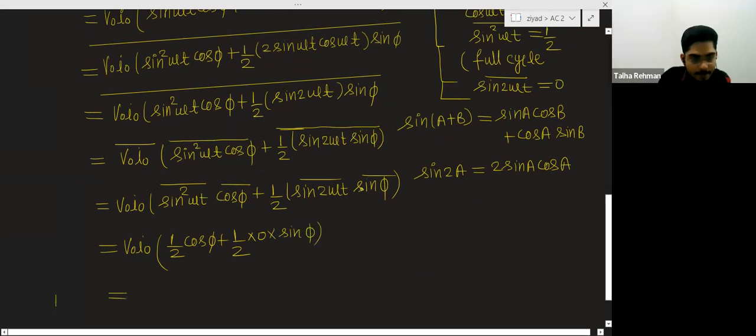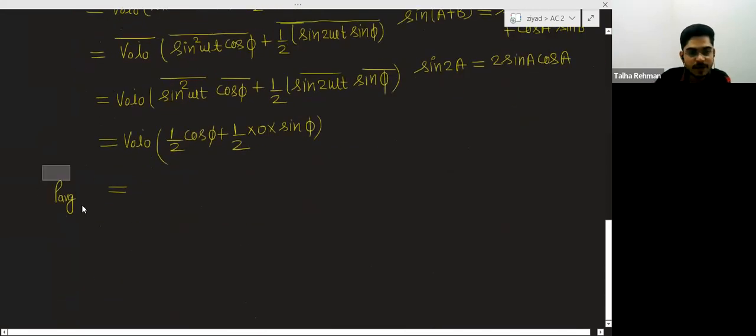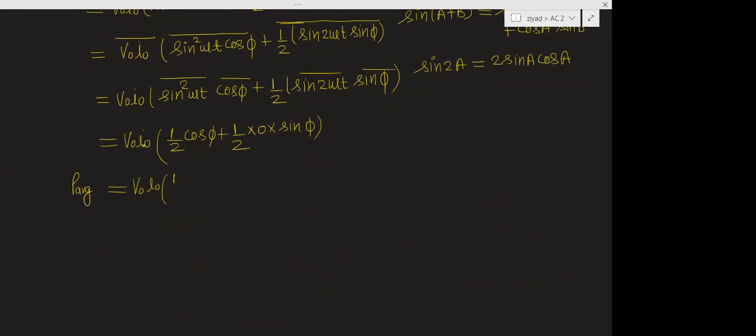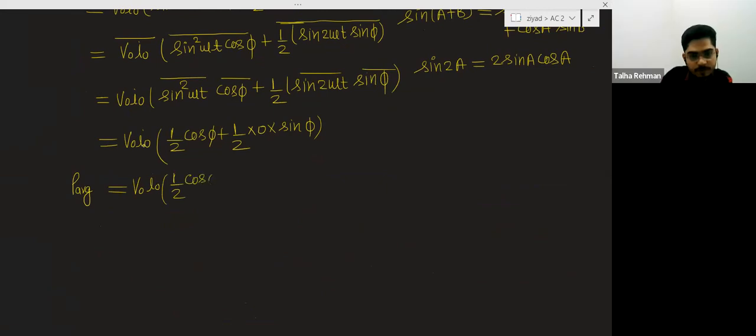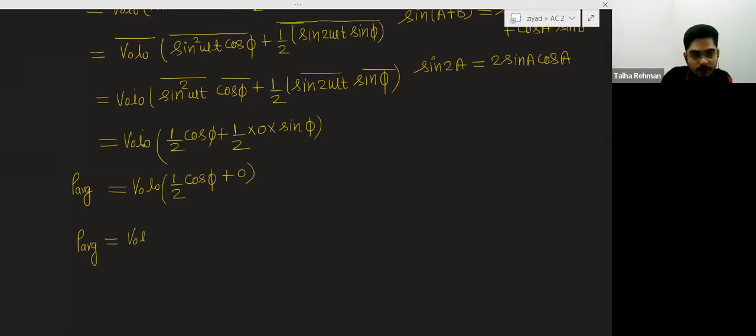Now average power, this P t bar, can be written as average power. So average power will be equal to V naught I naught, this is V naught, this is I naught, times half of cos phi. And this is 0. So the average power you will get in AC is V naught I naught by 2 into cos phi. So this is the first formula.